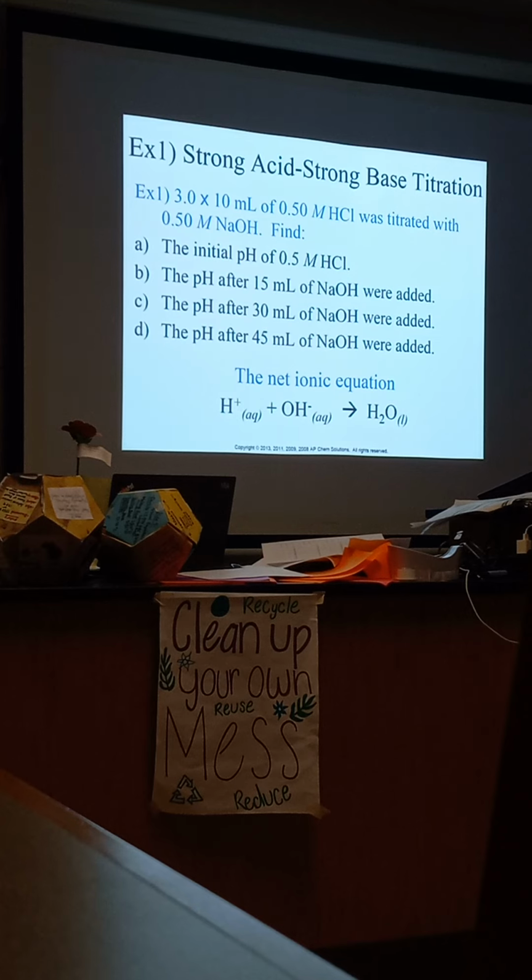So guys, pro tip, brush up on your scientific notation. That's where you have something times 10 to a power. Technically, what power would this one be? 10 to the first, right? All right, so we've got 0.5 molarity HCl titrated with 0.5 molarity NaOH. So we're going to find the initial pH of just the 0.5 molarity HCl.